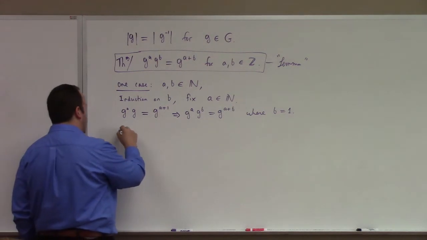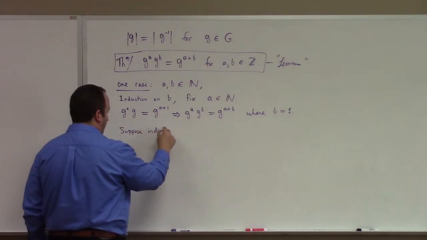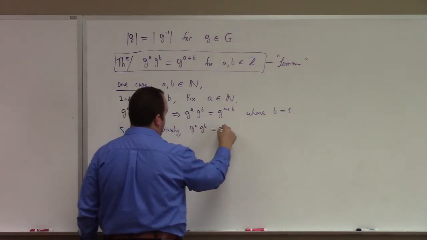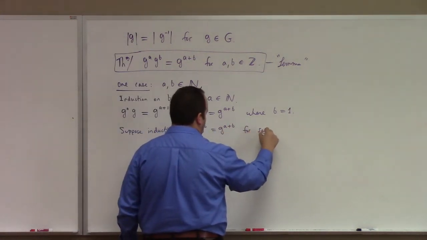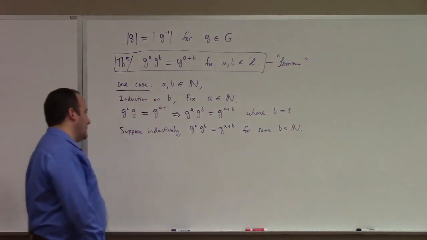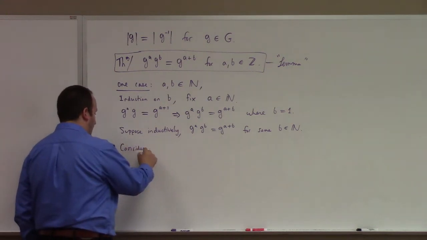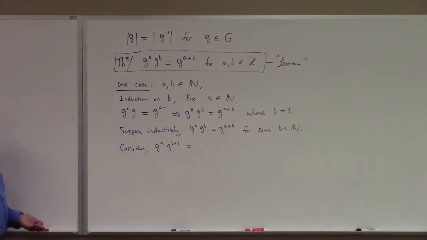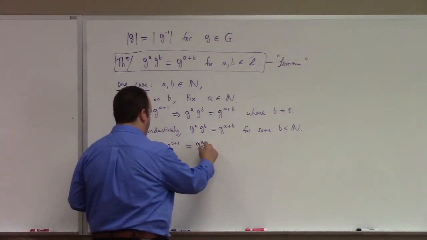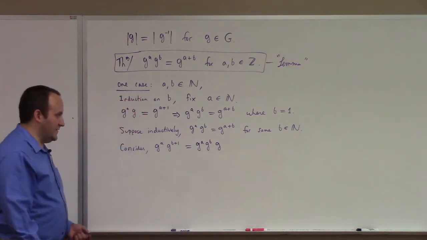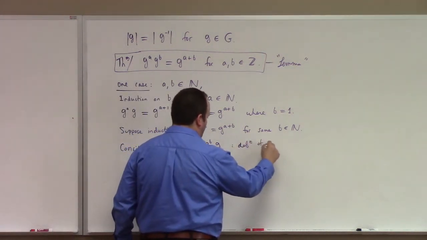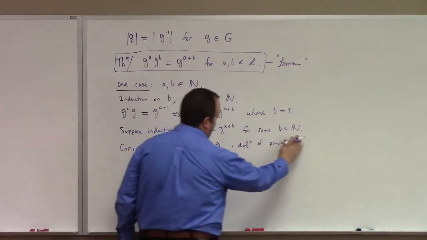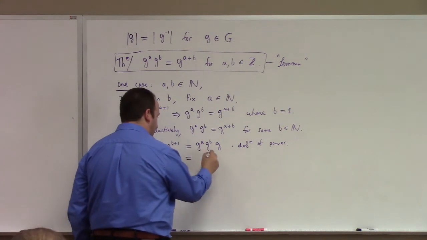Now, suppose inductively that g to the a times g to the b is equal to g to the a plus b for some b in the natural numbers. Consider g to the a times g to the b plus 1. Well, what's that equal to? By definition of exponent, it is g to the a times g to the b times g. That's by definition of the power. So this then is g to the a plus b.